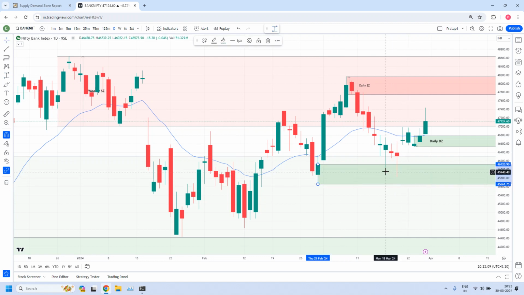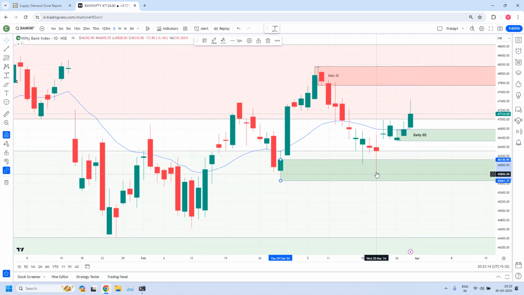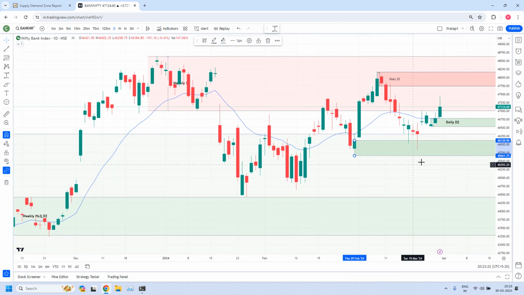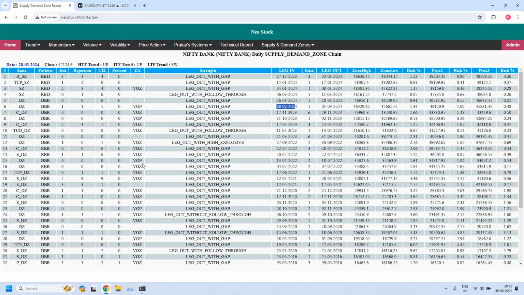Last week actually what we did, we fine-tuned this zone. Couple of opportunities it has given. This is one area it gave an opportunity during the intraday when we fine-tuned this zone. I think still there is one fresh 5 minute fine-tuned zone inside this. Please check that. And where is the high liquidity zone?